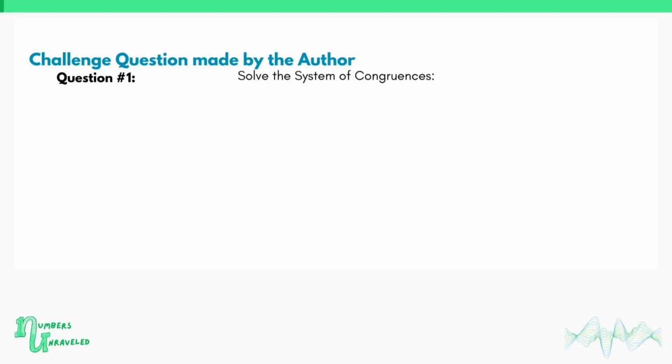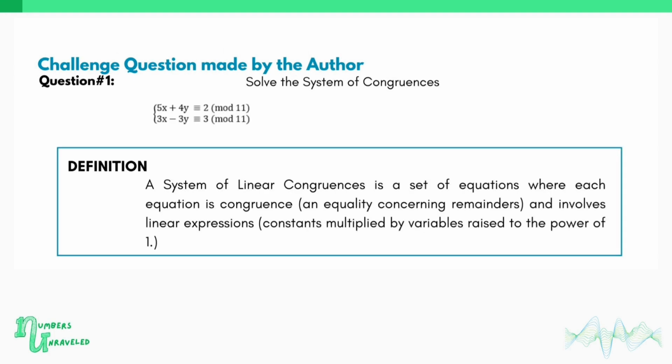In this problem, we are going to make use of systems of linear congruences to find a solution that satisfies the equations simultaneously. To review, a system of linear congruences is a set of equations where each equation is a congruence, an equality concerning remainders, and involves linear expressions, constants multiplied by variables raised to the power of 1. To begin, we must eliminate one variable by multiplying each congruence by an appropriate factor.